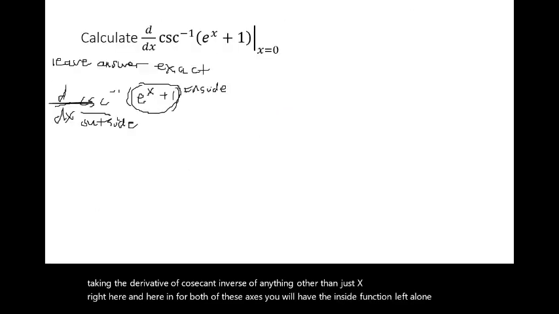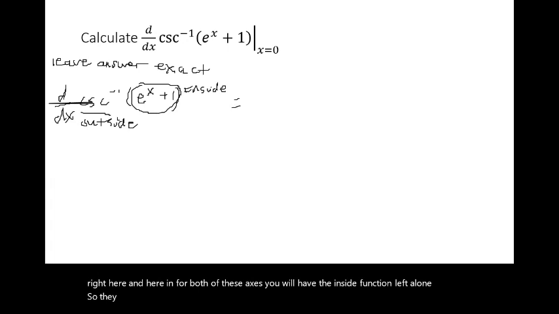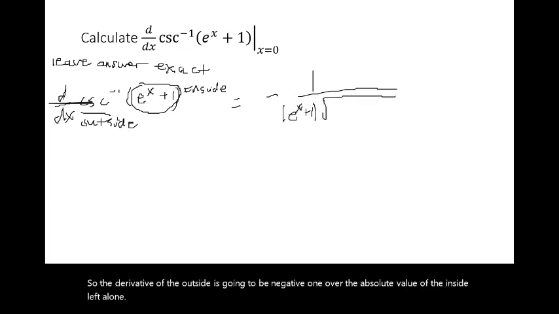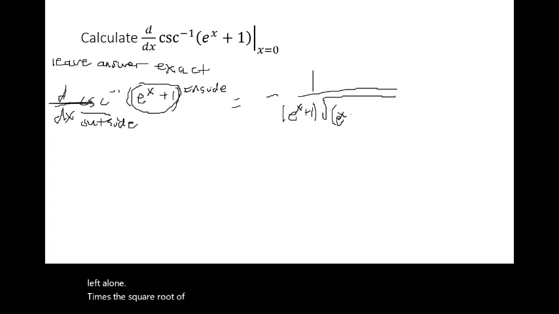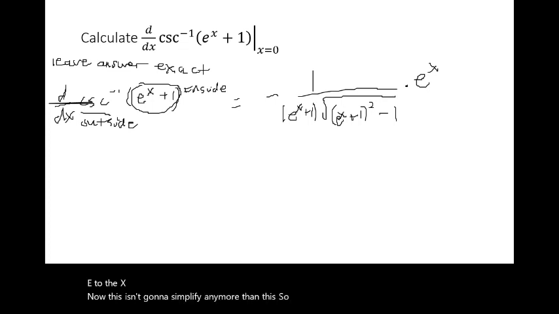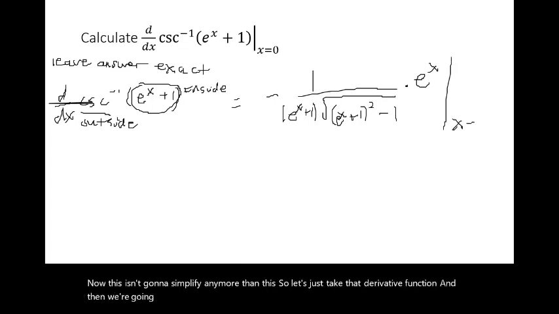So the derivative of the outside is going to be negative 1 over the absolute value of the inside left alone times the square root of the inside left alone squared minus 1. Then we're going to multiply it by the derivative of the inside. Derivative of e to the x plus 1 is e to the x. Now this isn't going to simplify any more than this, so let's just take that derivative function, and then we are going to evaluate it at x equals 0 by plugging 0 into every single spot that we see an x in the derivative function.